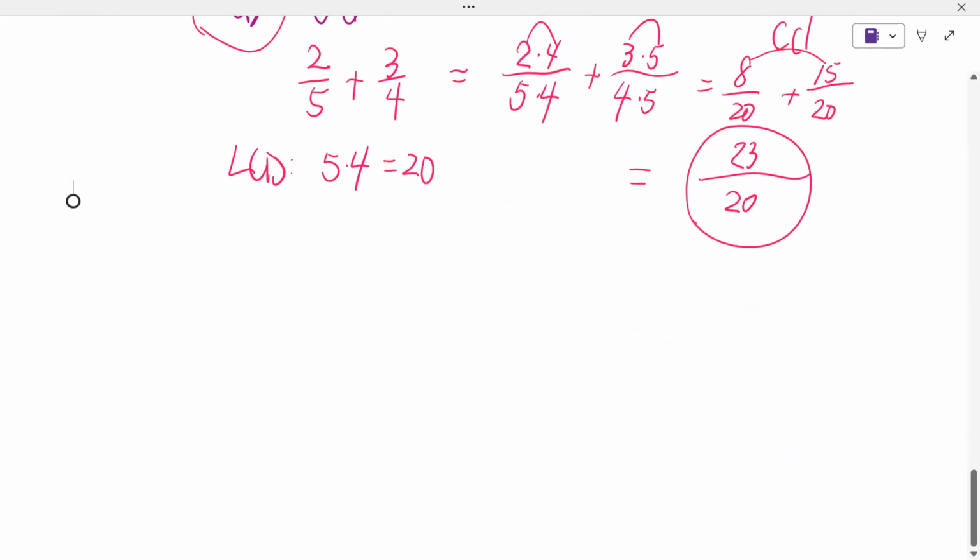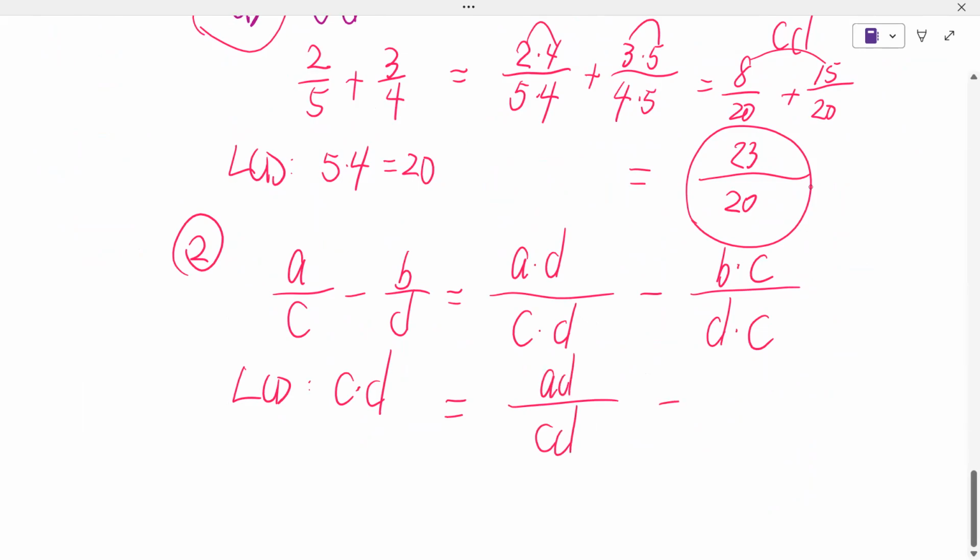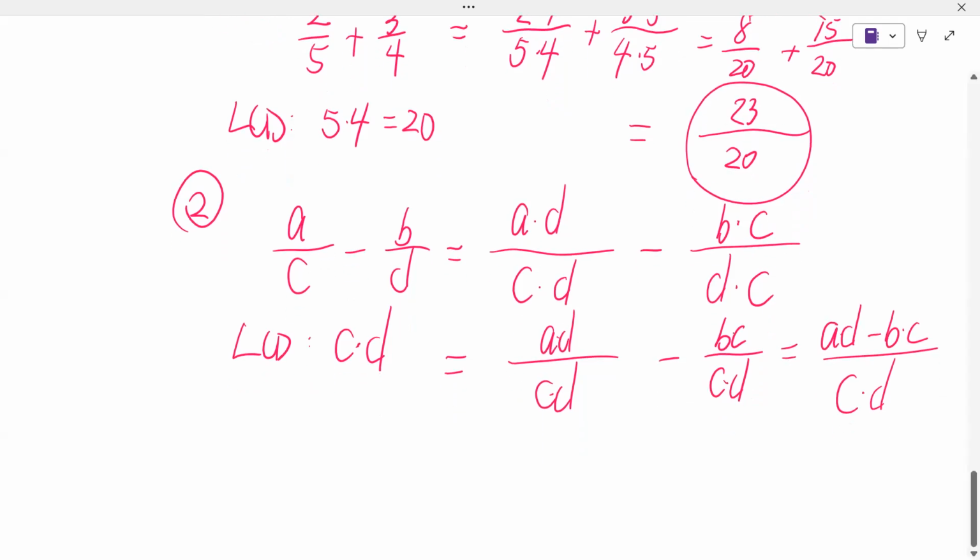And in terms of subtraction, very similar. Let's say you subtract the unlike fractions A over C minus B over D. Very similar, the LCD is C times D. For the first fraction, we multiply both top and bottom by D. Second fraction, we multiply both top and bottom by C. Okay. Now same denominator, CD on the bottom. Then keep the same denominator, CD, and on top is AD minus BC. And that's how you handle unlike fractions.